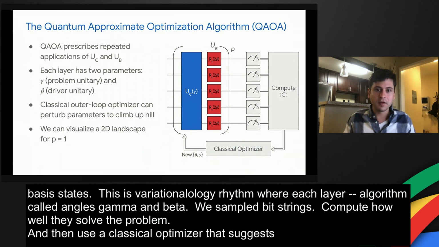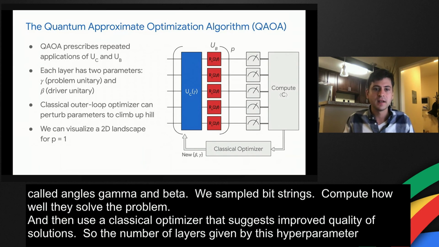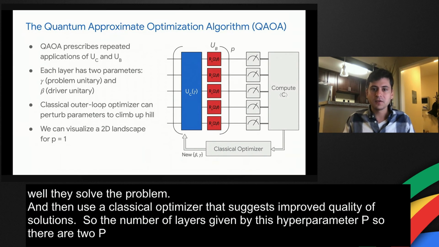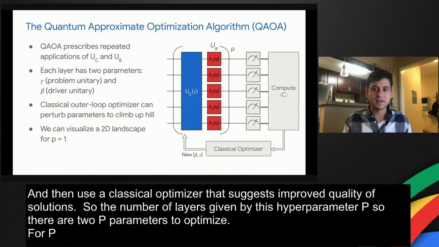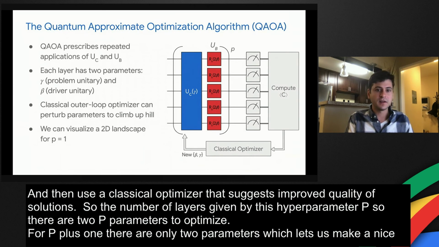So the number of layers is given by this hyperparameter P. So there are 2P parameters to optimize. For P equals 1, there are only 2 parameters, which lets us make a nice diagnostic landscape plot and demonstrate the ability of a classical optimizer to find the maximum.